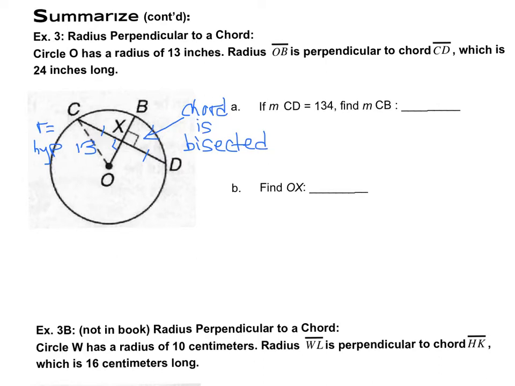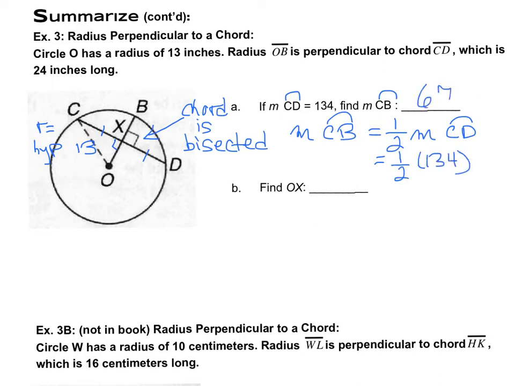So that's important for us to know as we get through this problem. Let's see what we're being asked to find. If the measure of arc CD, and make sure you put the arc symbol there, is 134, then we need to find the measure of arc CB. So you need to recall that the measure of CB is, because it's bisected, actually the arc is bisected as well, and so that's going to be equal to half the measure of arc CD. And if CD is 134, then we're looking at half of 134 and getting our answer of 67 degrees.